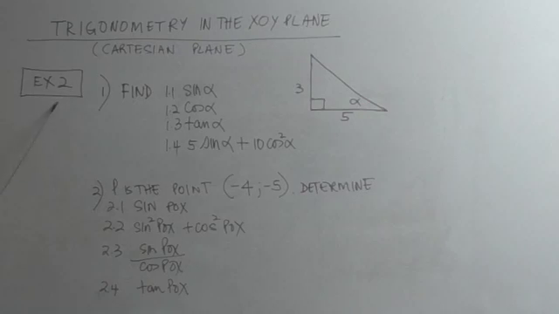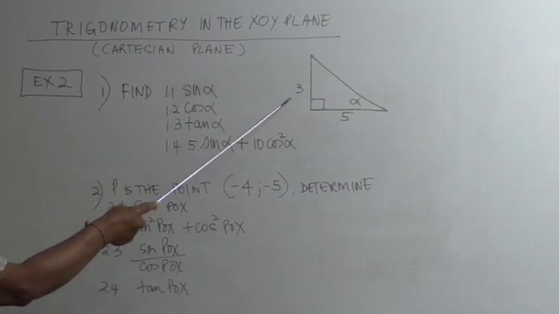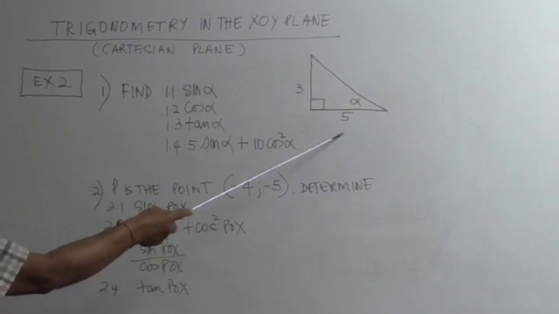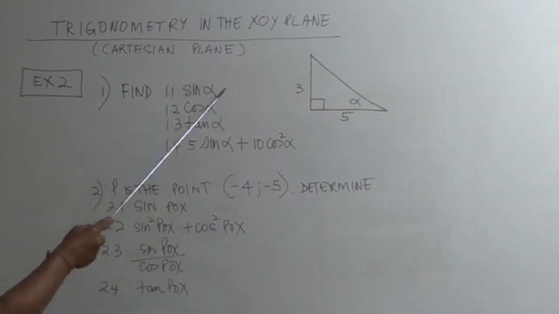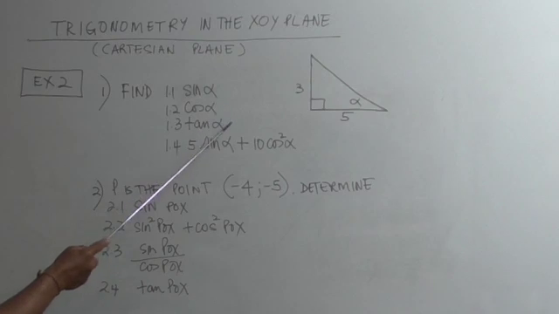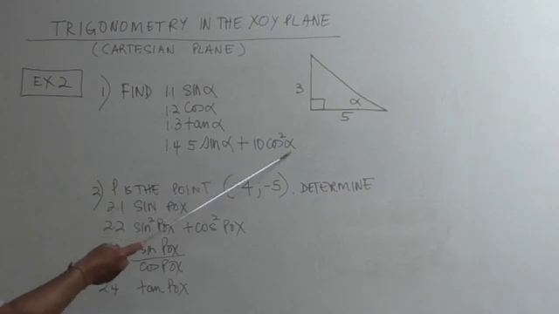Welcome to exercise 2. Number 1. You are given a right angle triangle with one short side 3 and the other short side 5. You are required to find 1.1 sine alpha, 1.2 cos alpha, 1.3 tan alpha, and 1.4 5 sine alpha plus 10 cos squared alpha.